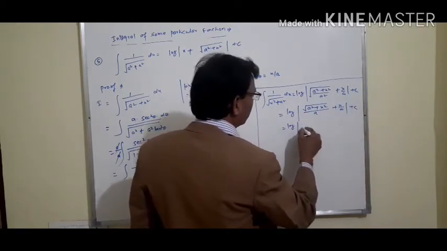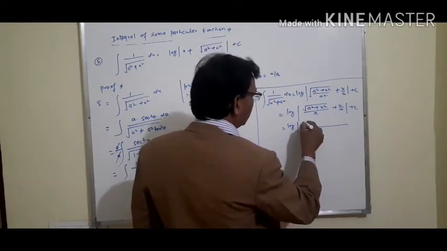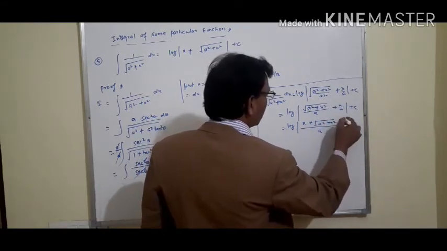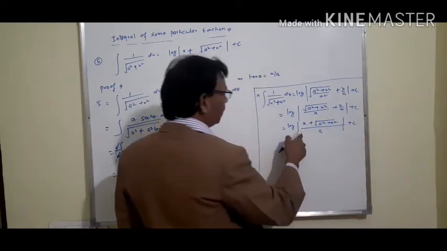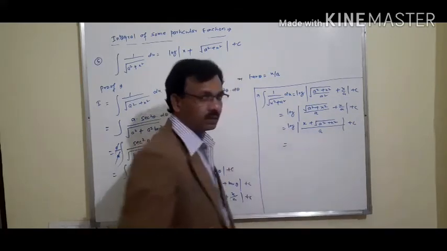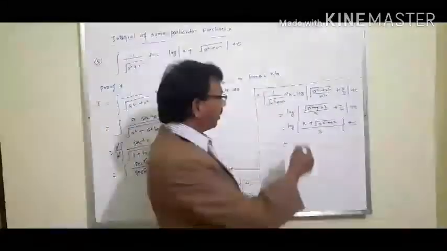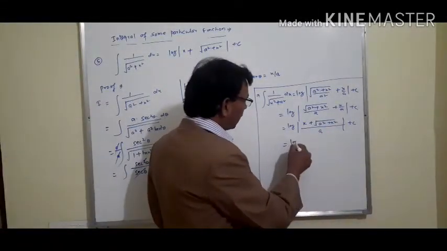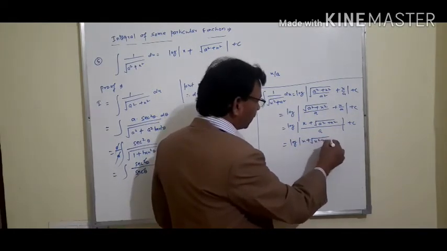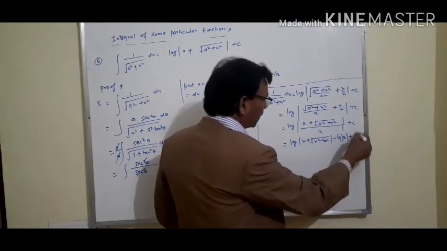This will be log of, taking LCM as a, so this will be x plus root under a square plus x square upon a plus c. Now by the log rule we can write log m upon n. Log m upon n means log m minus log n, so this will be log of x plus root under x square plus a square minus log of a plus c.